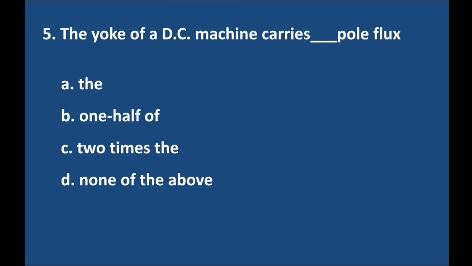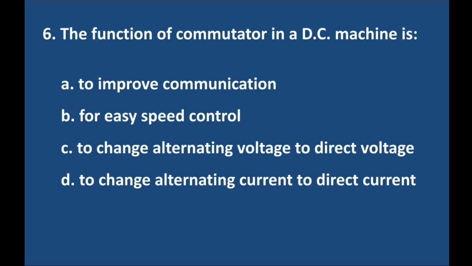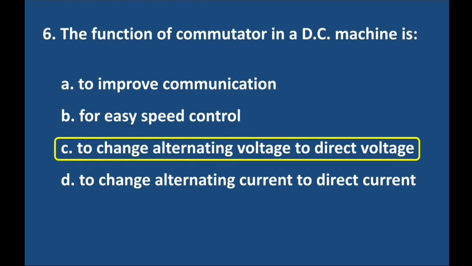Question number 5. The yoke of a DC machine carries dash pole flux. Answer is option B, 1/2 of. Question number 6. The function of commutator in a DC machine is. Answer is option C, to change alternating voltage to direct voltage.